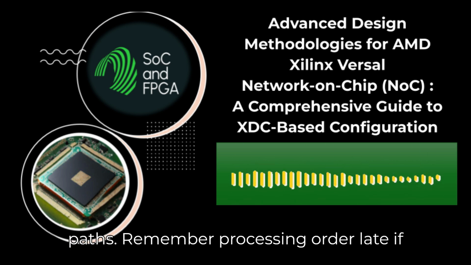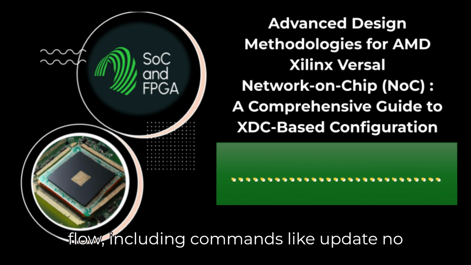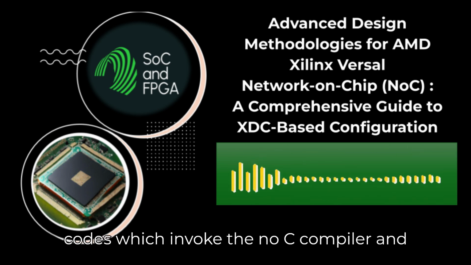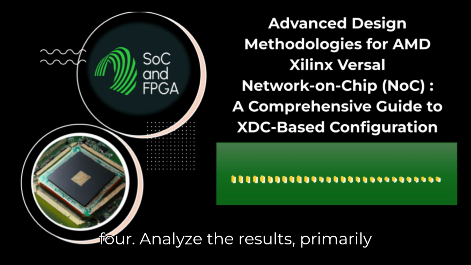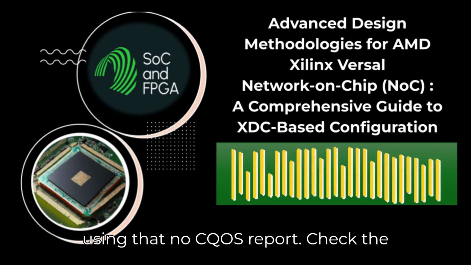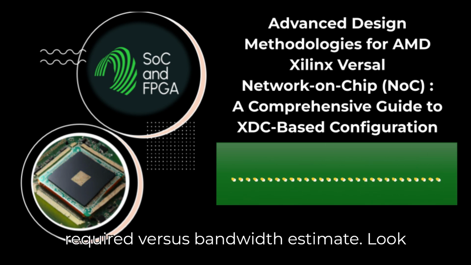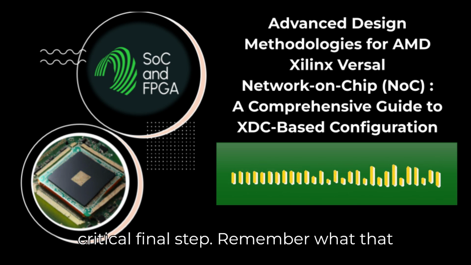Remember, processing order late if needed. 3, run the implementation flow, including commands like update_noc_qos, which invoke the NoC compiler. And 4, analyze the results, primarily using that NoC QoS report. Check the traffic classes, compare bandwidth required versus bandwidth estimate, look at latency estimates. And this is the critical final step.